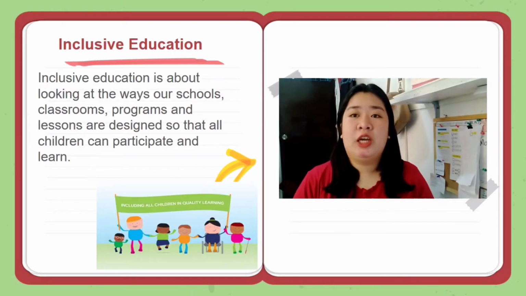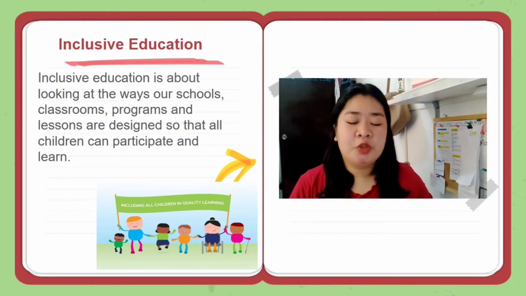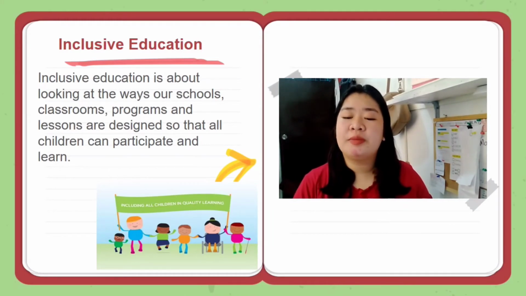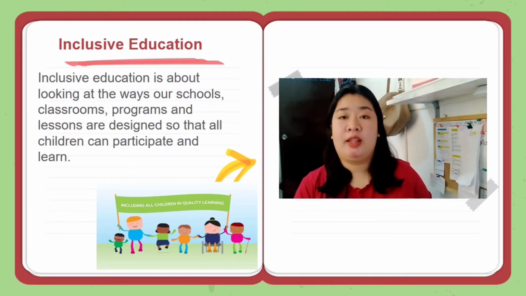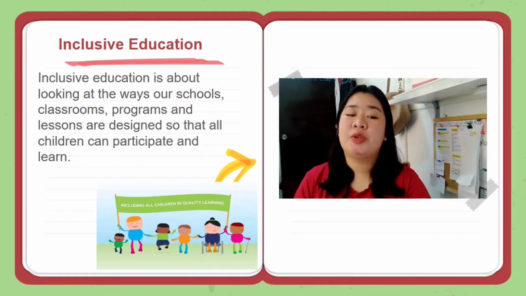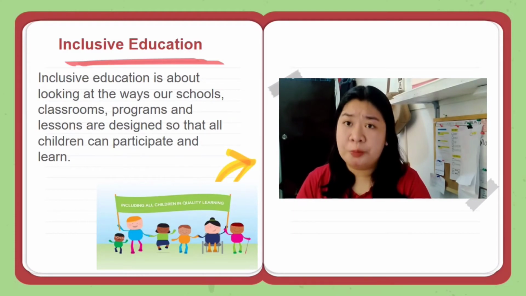Next, let's proceed to our next topic, which is all-inclusive education. Inclusive education is about looking at the ways our schools, classroom programs, and lessons are designed so that all children can participate and learn. Inclusive education is the most effective way to give all children a fair chance to go to school, learn, and develop the skills they need to know.